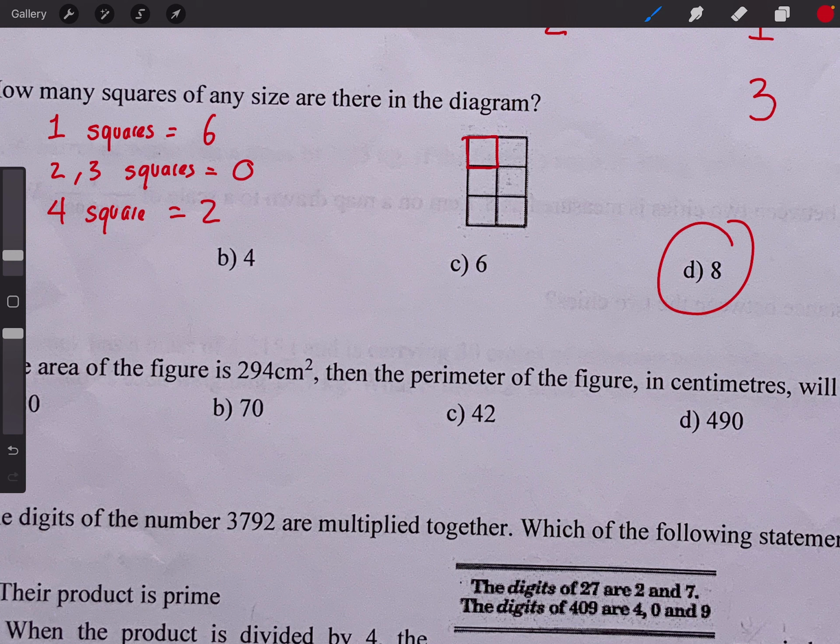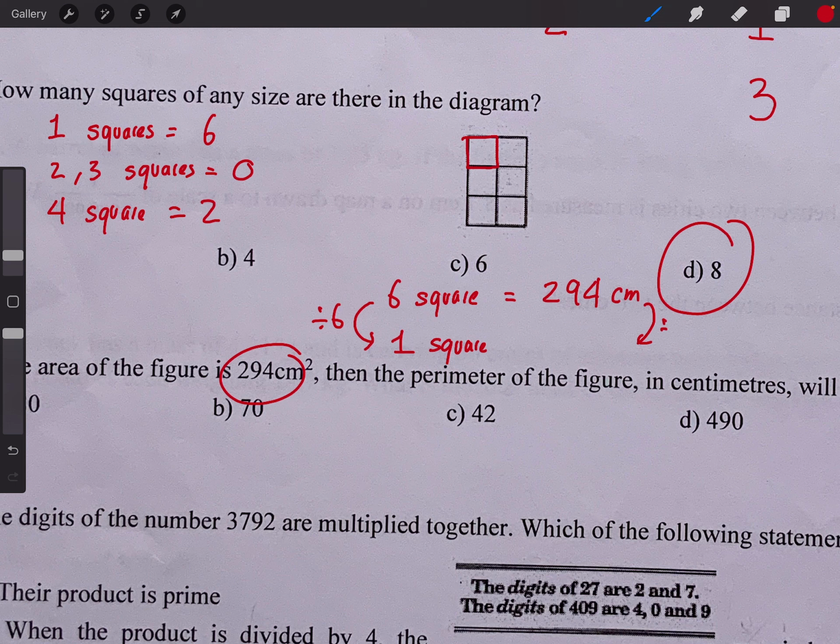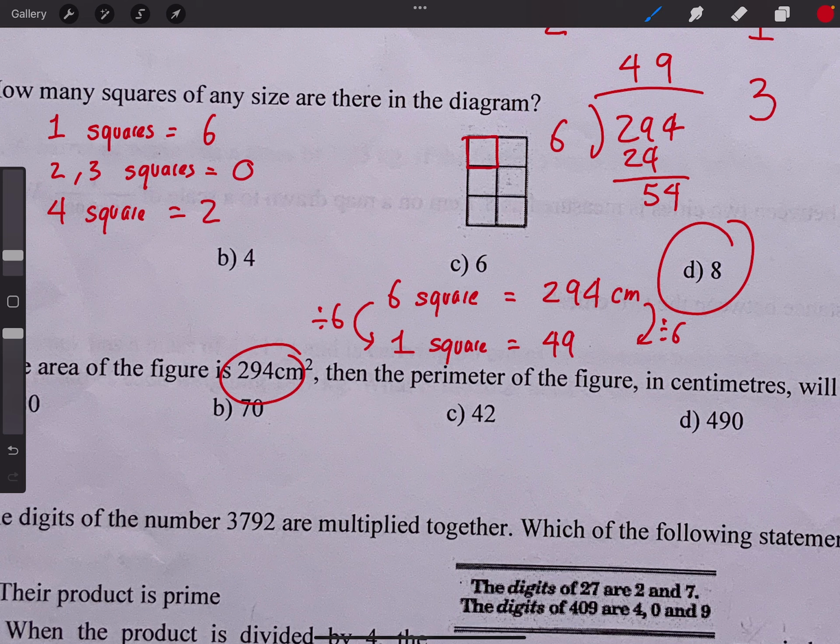We know that 6 squares has a total of 294 centimeters. So therefore, what's 1 square? Let's find out what 1 square is. We divide it by 6, obviously. So 294 divided by 6: 29 divided by 6 will give me 4, yeah? That's 24. Remainder of 5, 54 divided by 6 will be 9, so 49. So 1 square is equal to 49 centimeters.